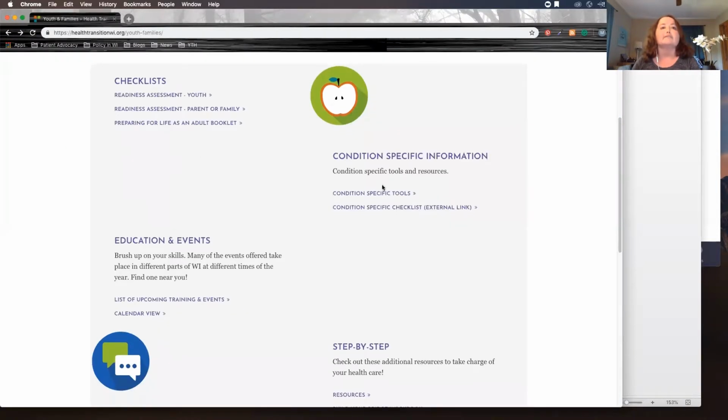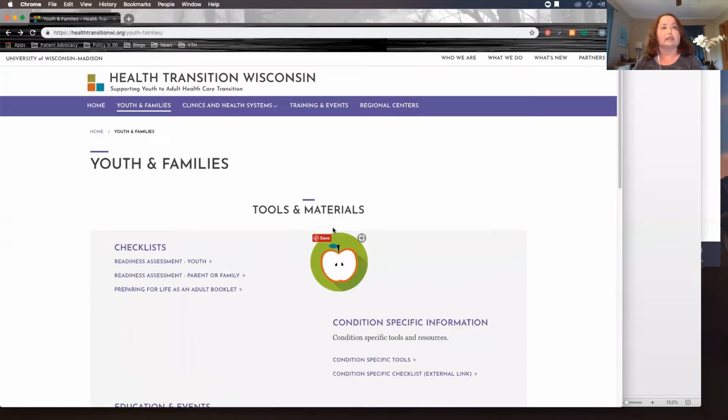And then we have condition-specific tools, and these are things that Got Transition has gone through with the national accredited organizations for certain diseases or condition-specific organizations, and said these are what this child would need to help transition. So I would encourage you to go to this part of the website and look at that information.